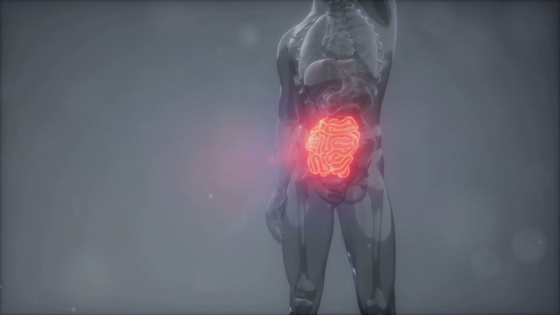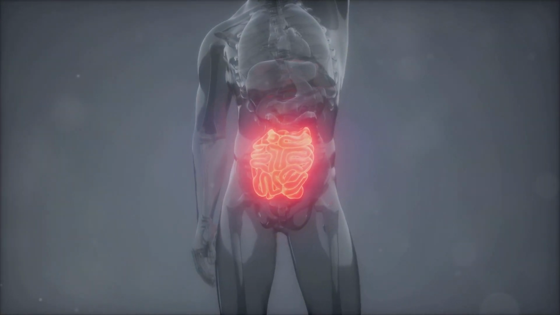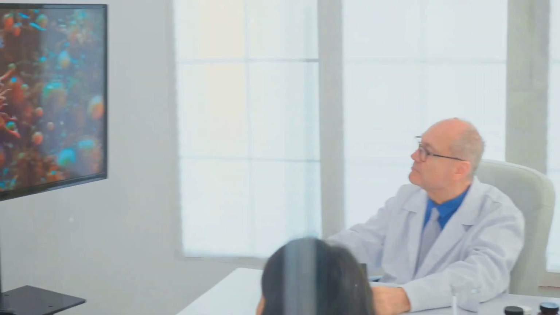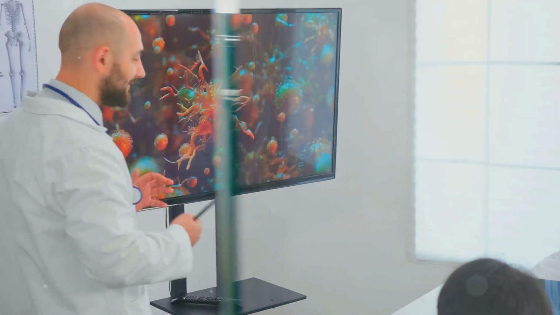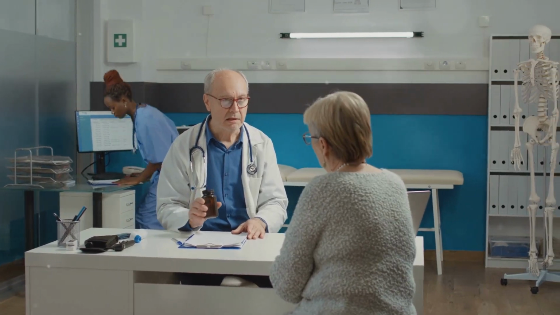Inflammatory bowel disease, or IBD, is the name for a group of conditions that cause this inflammation. The two main types of IBD are ulcerative colitis, or UC, and Crohn's disease, or CD. They are chronic conditions. This means they can last for a long time. Both UC and CD can be painful and disruptive to daily life.